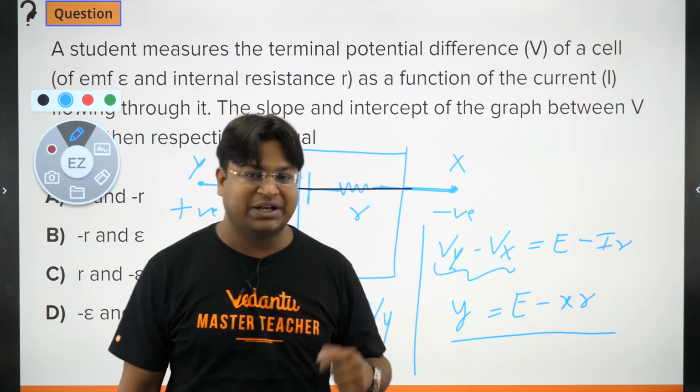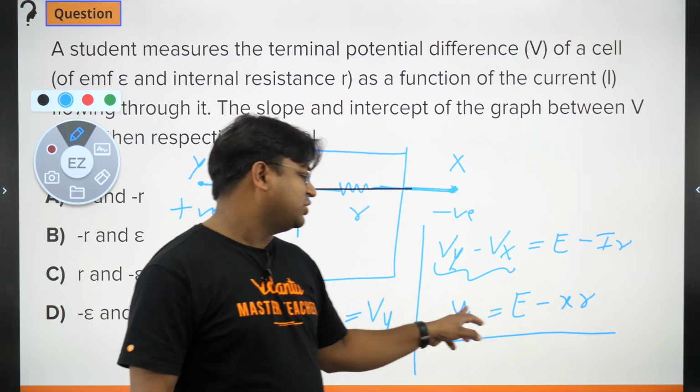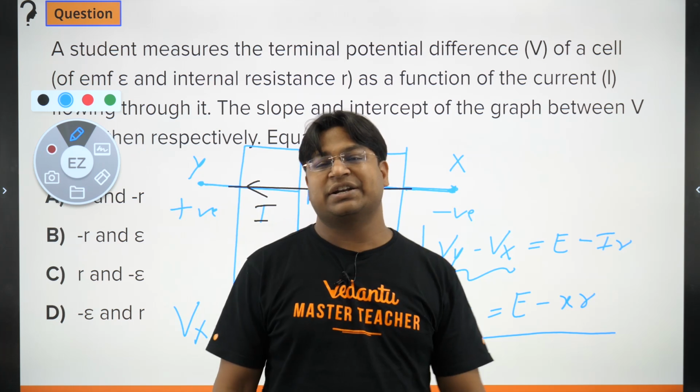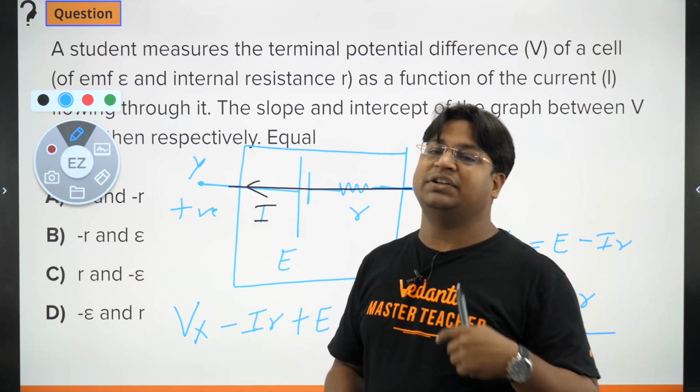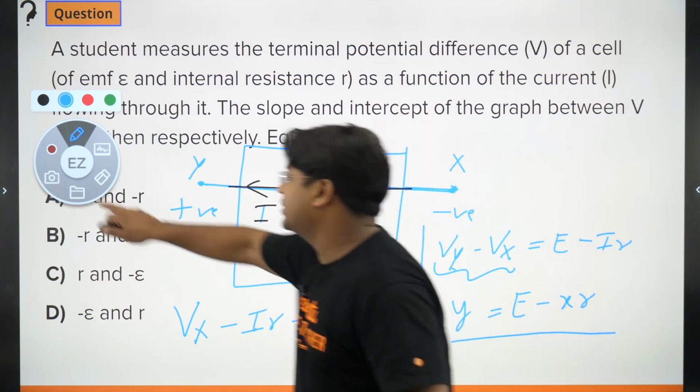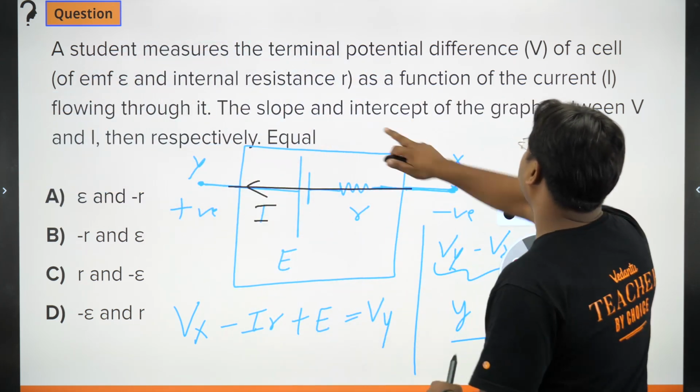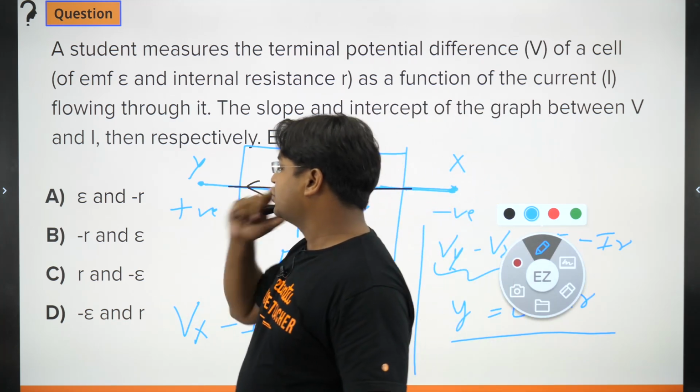The value of the slope is minus r to be exact, and when x becomes 0, y becomes E. So the y-intercept is equal to the EMF of the battery, and the slope of the graph is equal to the negative of the internal resistance of the battery. So the question is asking for that only, the slope and the intercept of the graph. So slope is minus r.